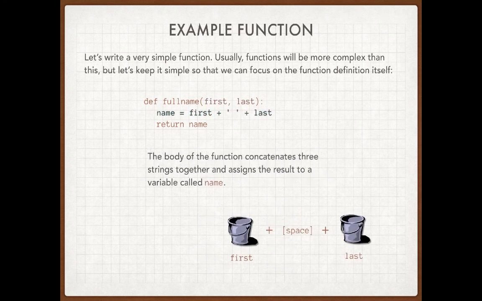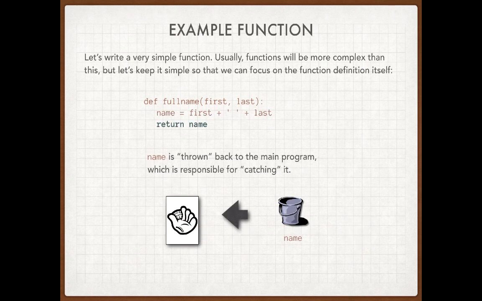Well, the body of this function only has one line in it, really. And what I'm doing is concatenating these three strings together, and I am putting them into a new variable called name. So obviously what it's going to do, it will take the value of the variable called first, and onto that it will concatenate one blank space, and then onto that it will concatenate the value in the bucket called last, and assign that to a new bucket called name.